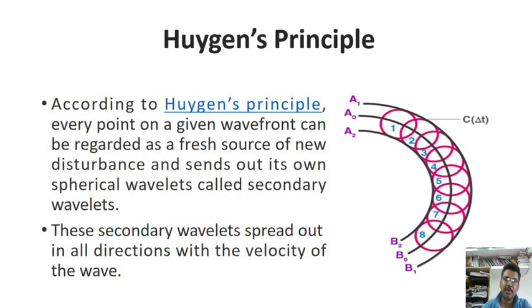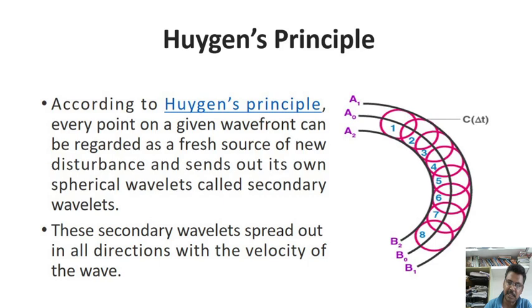After knowing this, now we come to how Huygens principle takes place. I'll discuss it. Here you see the diagram, A1, A0, A2. According to Huygens principle, every point on a given wavefront can be regarded as a fresh source of a new disturbance, and sends out its own spherical wavelets called secondary wavelets. These secondary wavelets spread out in all the directions.